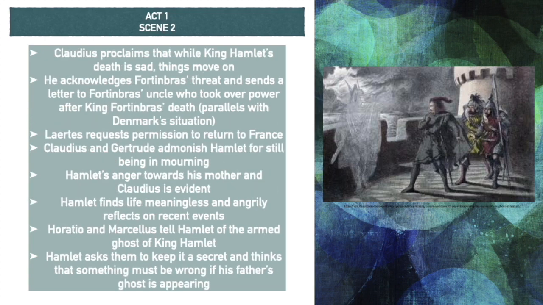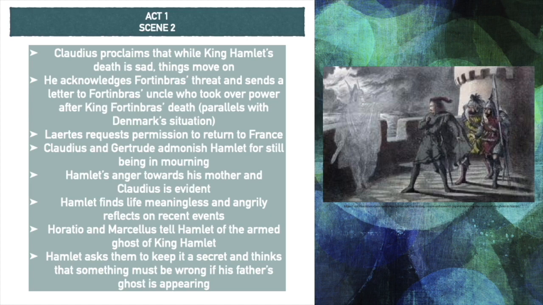Act 1, Scene 2. So now we go back into the palace in Denmark, and Claudius is proclaiming that while King Hamlet's death is sad, things need to move on. So Claudius has become the new king after his brother King Hamlet has died, and he has gone and married King Hamlet's wife, Hamlet's mother, Gertrude, very soon after the death of King Hamlet. And so he proclaims to a group of people that now the time for mourning is over and we need to move on and live our lives and be conscious of the threats that are upon us right now. So we need to move on.